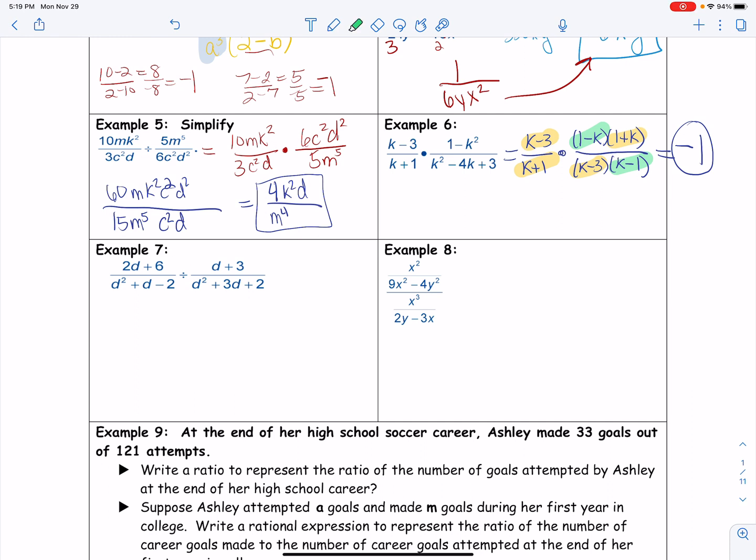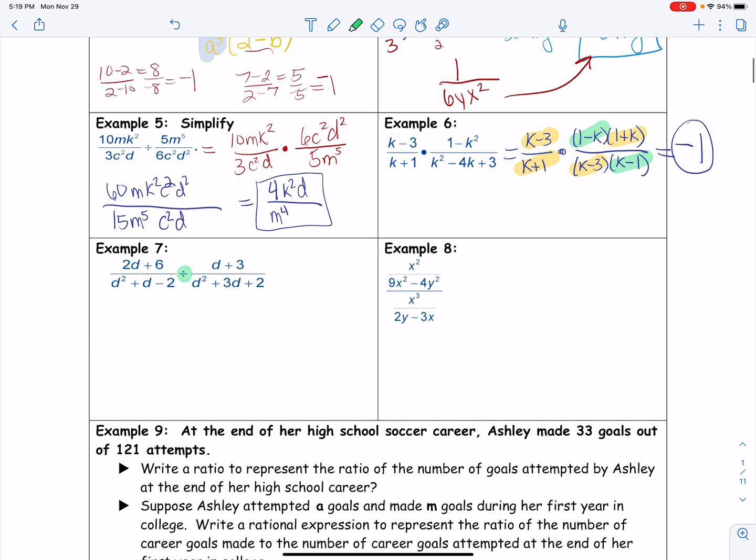Okay, if I look at the next question, my sign in the middle is a divide. So I'm going to multiply by the reciprocal and I'm going to factor. So on the top, I can take out a 2 and that leaves me with d plus 3. And on the bottom, that would be d plus 2 and d minus 1. Got to get good at factoring.